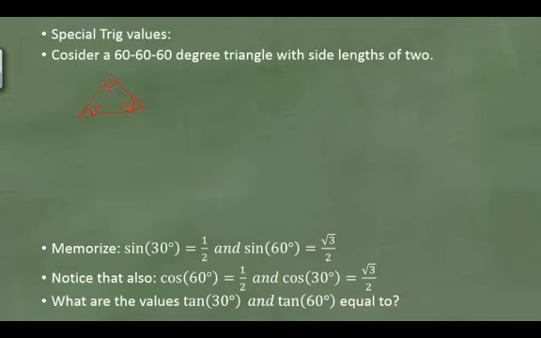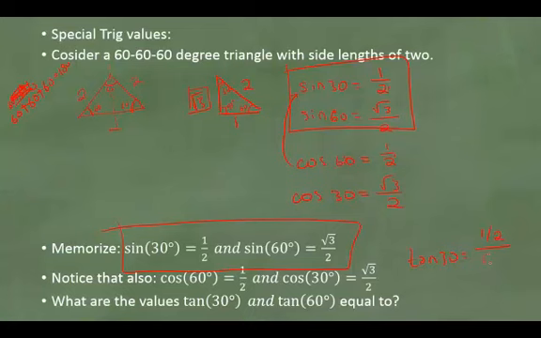What does that say about tangent 30? Well, now that you know that sine of 30 is 1/2, you know tangent 30 is sine 30 over cosine 30. So the 2's cancel and we're left with 1 over the square root of 3. If we rationalize this, we get square root of 3 over 3. So you don't have to memorize the ones for tangent, because you can find them.